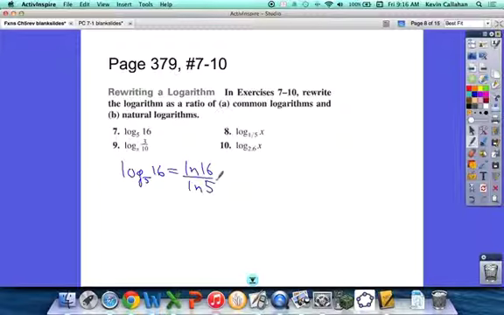Now, if you had something like one of these, then you wouldn't be able to put it in the calculator. If I had to rewrite this one here, that would be ln of x over ln of 2.6. And you just have to leave it like that. That's all it means. It says rewrite it. Just rewrite it, stop.